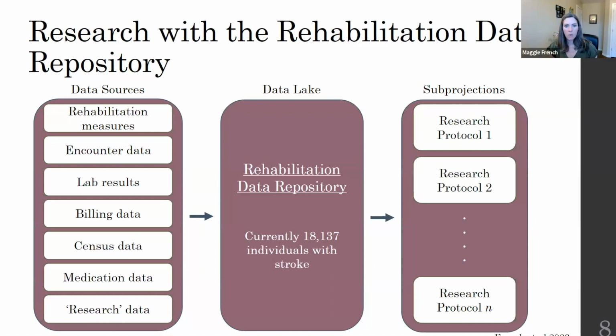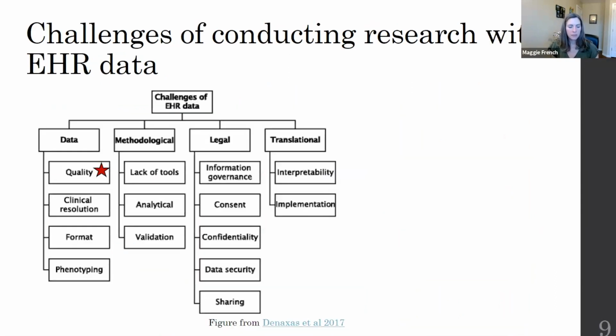Now, understanding data quality is important both at this stage, where we have our data within our data repository, and during each of these individual research protocols. And so what I'm going to talk about today is specifically how we can ensure that we have high quality data from the electronic health record that we can use in research.